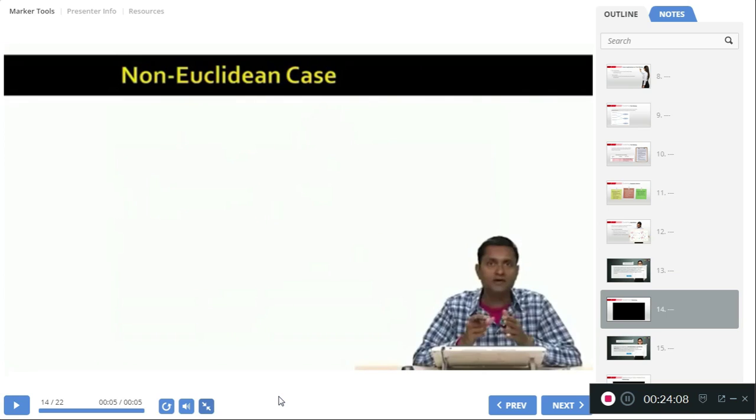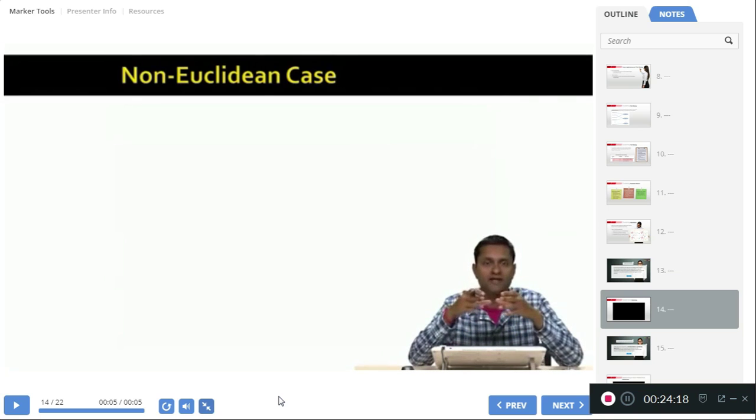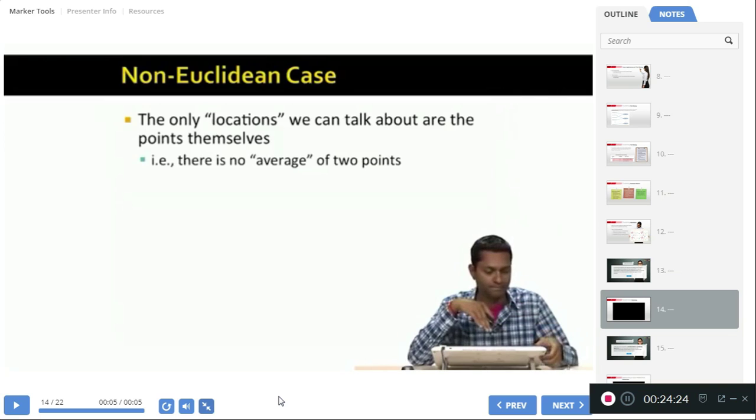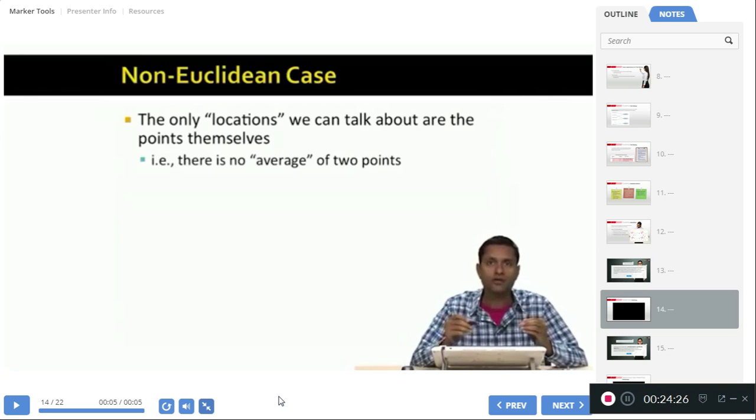Now that was the easy, Euclidean case of hierarchical agglomerative clustering. But what if we have a non-Euclidean space? The problem with a non-Euclidean space is that it's not possible to average points and create a centroid. The centroid may not be a valid point in the non-Euclidean space. So the only points or locations we can talk about in a non-Euclidean space are the points themselves. There is no concept of average, and therefore we cannot continue using the centroid to represent a cluster.